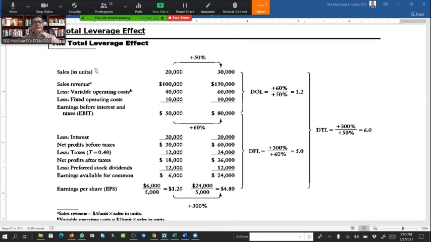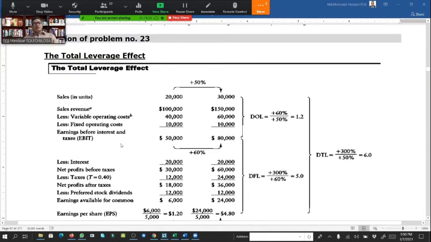And from that, we have to deduct the variable operating cost. So what is the variable operating cost? Variable operating cost is $2 per unit. So here $40,000 and here $60,000. And fixed operating cost is fixed for both. We know the calculation of fixed cost and variable cost. Fixed cost is always fixed, variable cost varies.